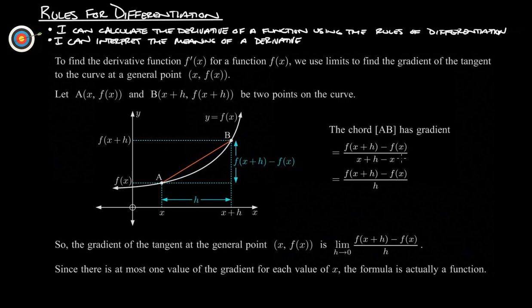So the chord AB has a slope of rise over run: f of x plus h minus f of x, over x plus h minus x, which leaves us with h. The numerator stays the same. So this ends up being our formula, which I know is a lot to chew on, but this is where the formula for the derivative, the slope of the tangent at a general point, comes from.